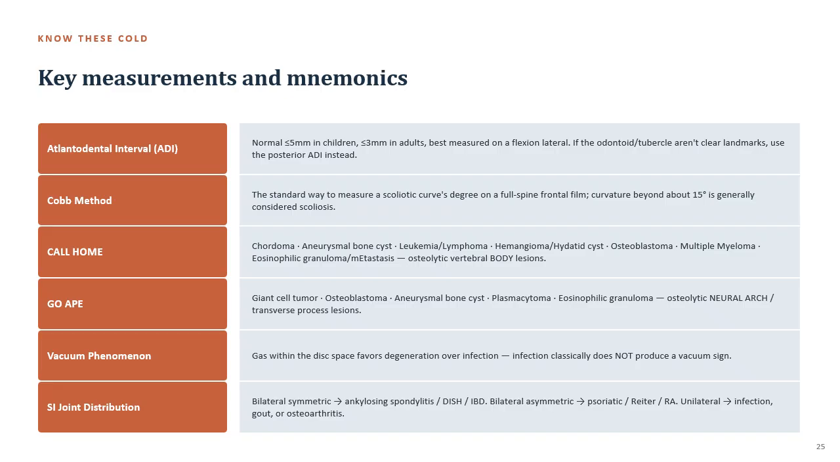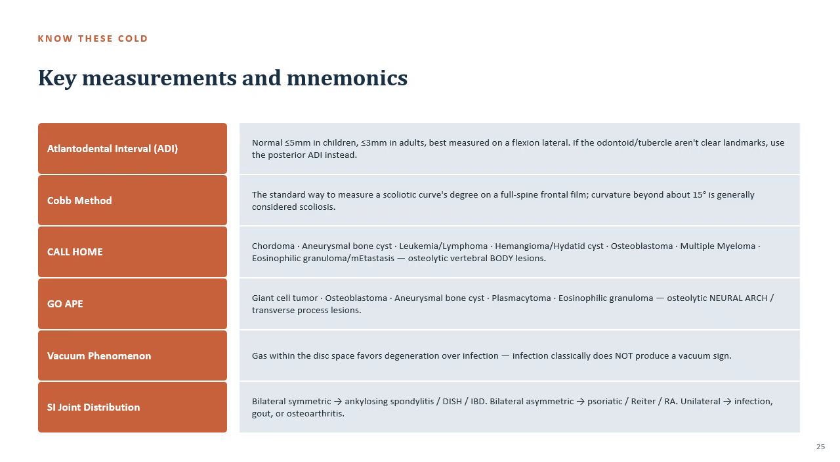On this slide, it gives us two memory tools, or two mnemonics, and those mnemonics are CALL HOME and also GO APE. CALL HOME basically helps us remember some of the causes of destructive lesions that involve the vertebrae, and GO APE helps with the lesions that involve the back portions of the vertebrae.